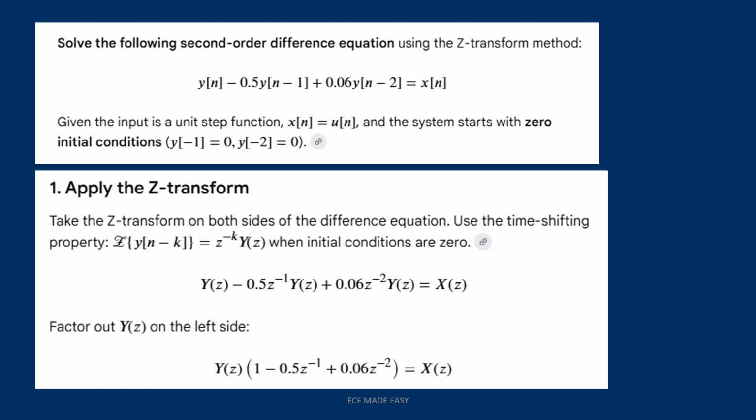Now how to solve this problem? As the first step, we take the Z transform on both sides. The Z transform of y of n is represented by Y of z, the Z transform of y of n minus 1 will be z inverse Y of z, the Z transform of y of n minus 2 will be z to the power minus 2 Y of z, and the Z transform of x of n is X of z. But x of n is u of n, so you can find the Z transform of u of n. So I am taking the Z transform on both sides and taking Y of z common.